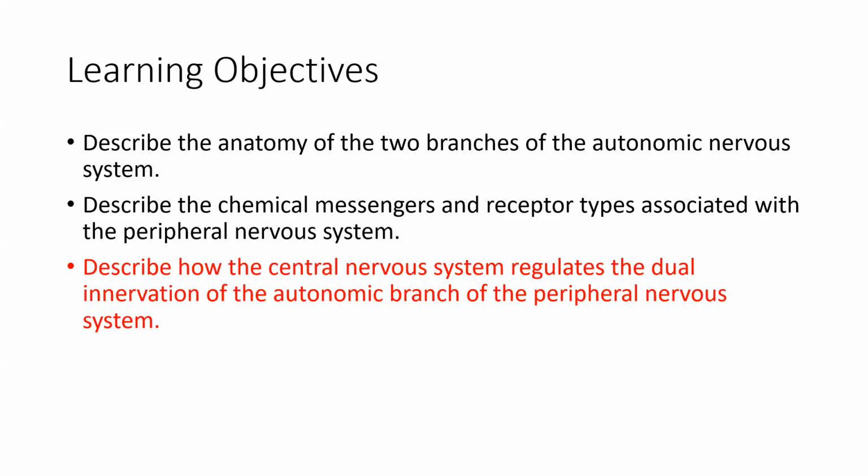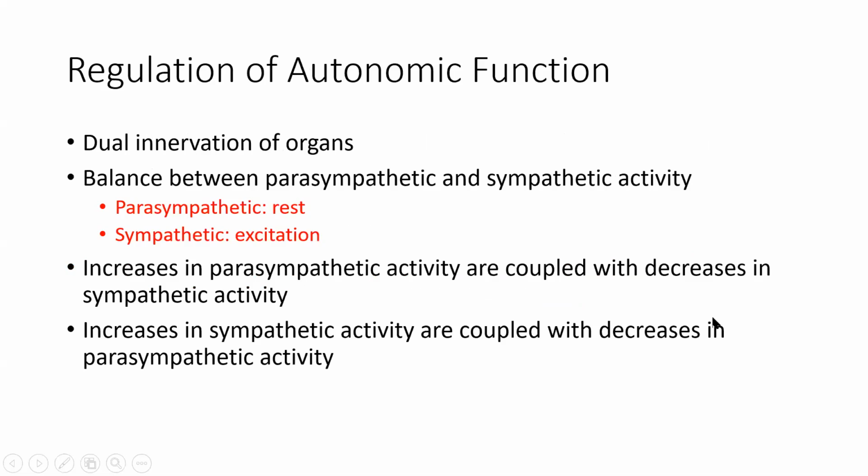So our third objective is to describe how the central nervous system regulates the dual innervation of the autonomic branch of the peripheral nervous system. Basically, how the higher centers of the brain are really integrating all of the events that we've been talking about. So the autonomic function is dually innervated, and we talked about this at the beginning of this discussion.